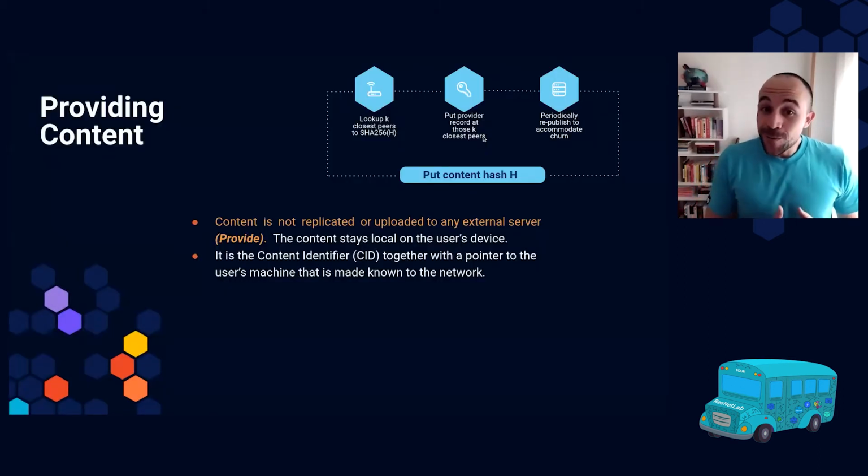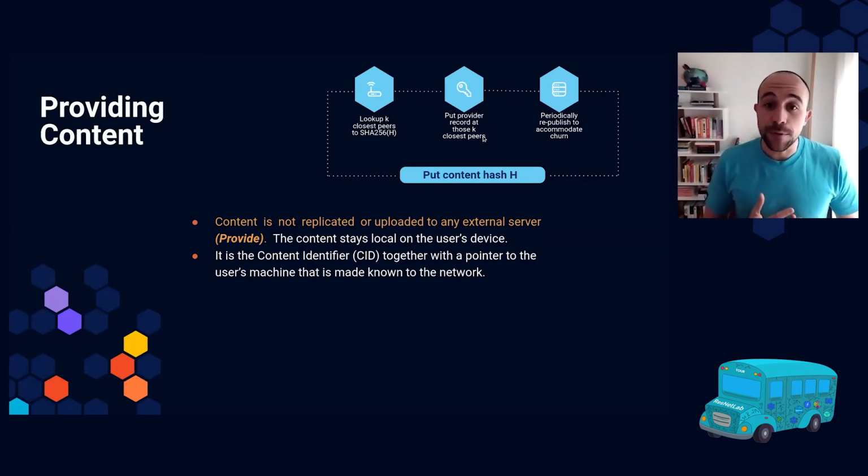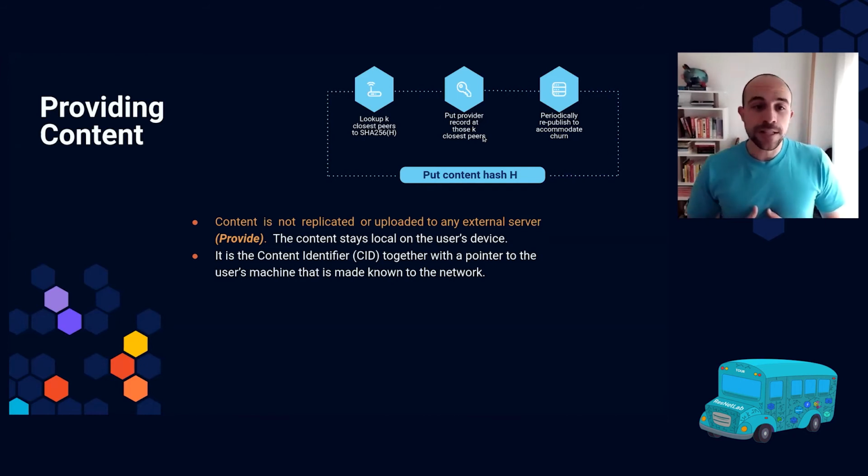As I've said, the content routing interface in IPFS has three main operations. We're going to start talking about the provide operation, which is the one that we use to announce content in the network. Content in the IPFS network is not replicated or uploaded to any external server. So it stays local to the user's device of the one that is providing the content. Whenever we want to provide content for a specific CID, what we need to do is to put a pointer to our machine for that CID, to our machine in the DHT. And the way in which we do this is first, we need to look up the K closest peers to the key for that CID.